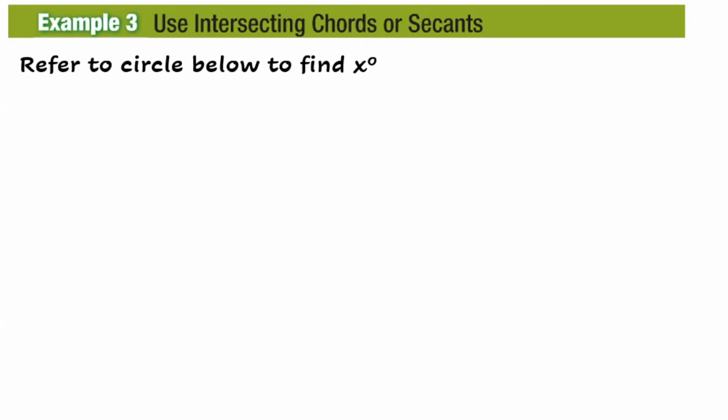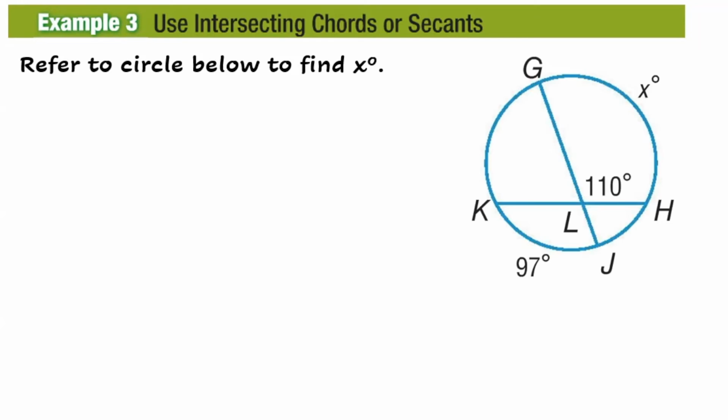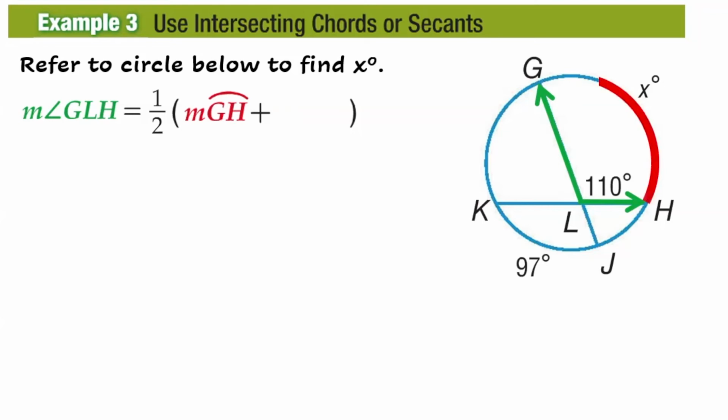Example number 3. Refer to the circle below to find X. Here, as you can see, X is representing the arc GH. Look at the angle GLH. Measure of the angle GLH equals half the sum of the arc GH plus measure of the arc KJ.